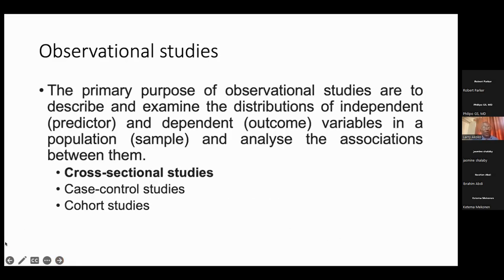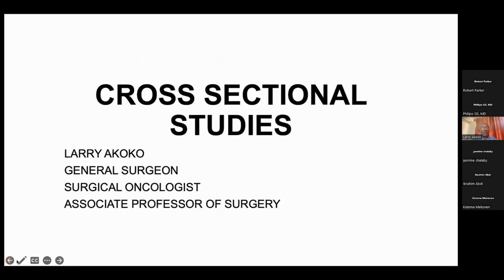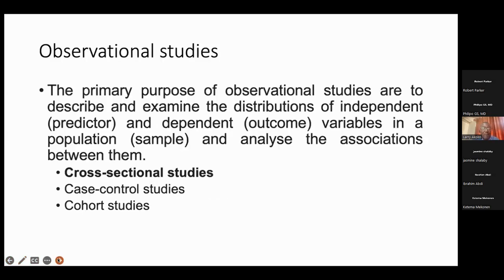So I'll be taking you through cross-sectional studies. And normally these are the first studies that are done to try to understand some basic epidemiological or disease trends or patterns in daily practice. As an observational study, the primary purpose is usually to describe and examine the distribution of independent, which is the predictor, and dependent, which is the outcome variables in a population, which is here called the sample. And we try to analyze the association between them.